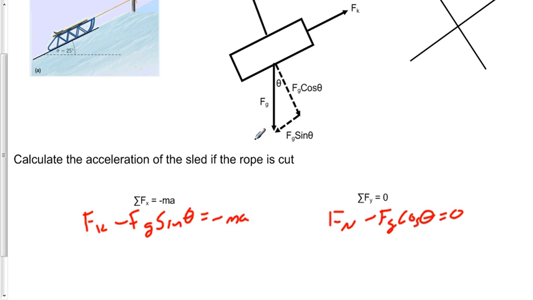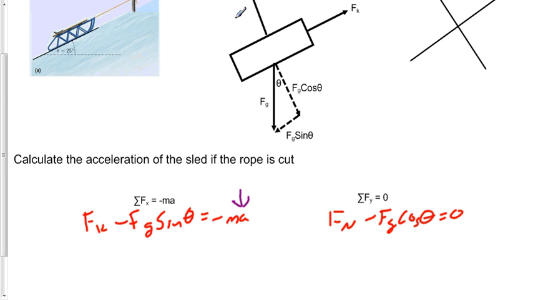All right, so I've got this, and I want the acceleration. So my ultimate goal is to get an expression for this guy right here. And if I look over here, I know the mass, I know sine theta, I can find the force of gravity, but I don't have the force of kinetic friction. And over here, there's no acceleration. So at first glance, it seems like I'm stuck. It seems like I can't do anything else.